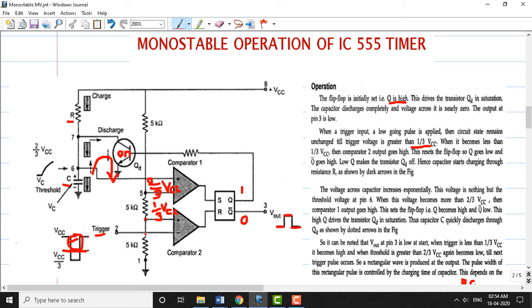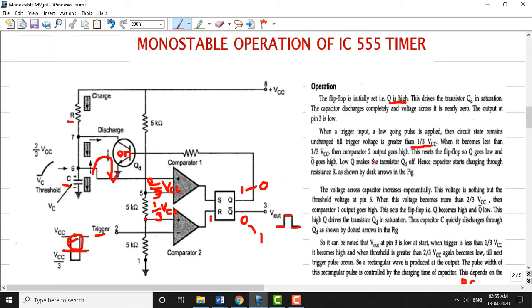Since here the triggering input drops less than 1 by 3 VCC, this is less compared to this upper input here. So therefore reset input goes high. So this input goes high here. So once reset input goes high, the flip-flop will get reset. So reset means the output here changes to 0, and Q bar changes to 1. So you can see the flip-flop now changes its state, output changes its state from low to high the moment we apply the trigger here. Okay, so it stays at high now.